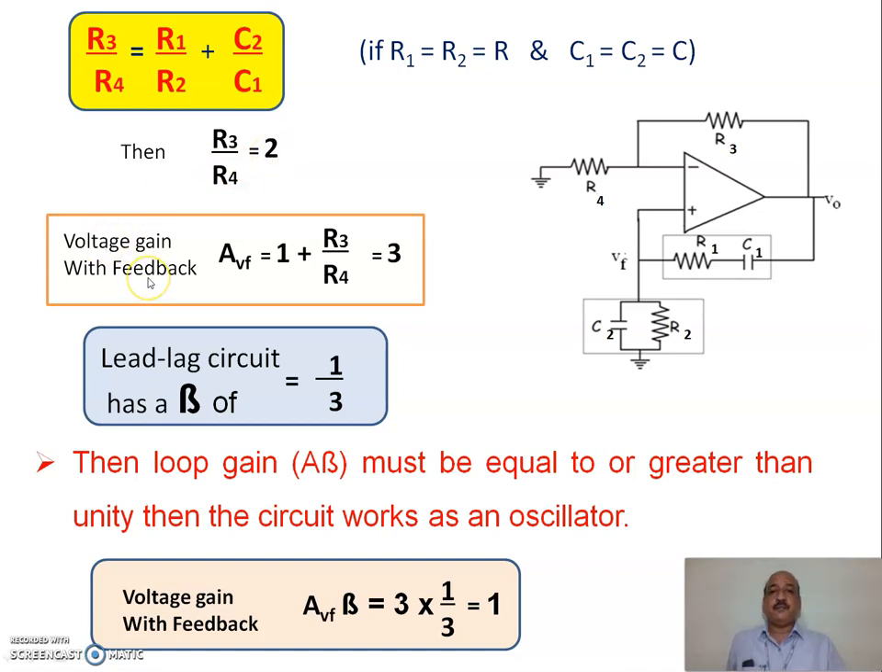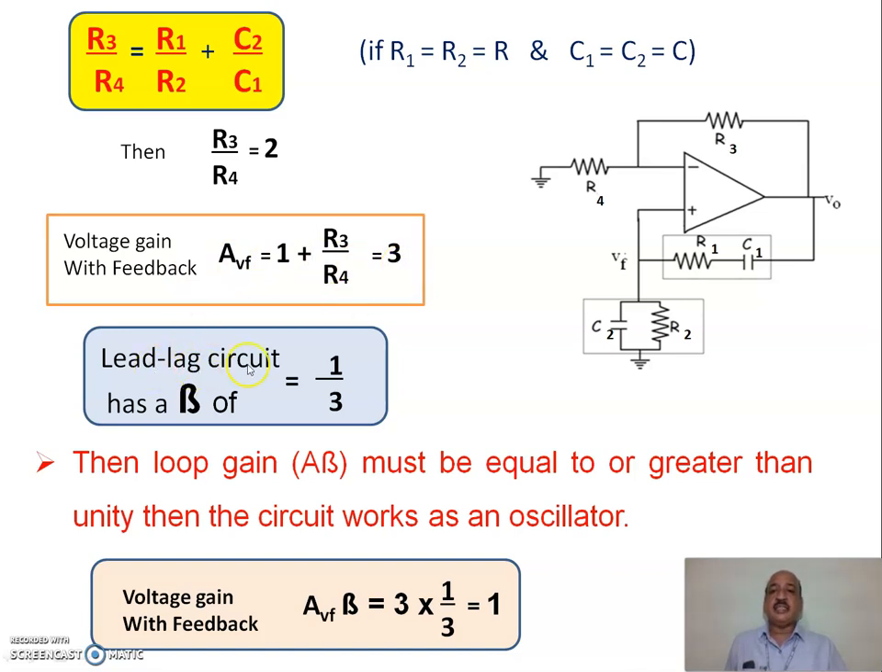Voltage gain with feedback AVF is equal to 1 plus R3 by R4, as it is connected to the positive terminal of the operational amplifier. It is a non-inverting terminal. Therefore, the gain of the non-inverting operational amplifier is generally 1 plus RF by RI. RF is nothing but R3 here, and RI is nothing but R4. Therefore, 1 plus R3 by R4. Here R3 by R4, already calculated, has value 2. Therefore, 1 plus 2 is 3. Therefore, the voltage gain with feedback is 3.